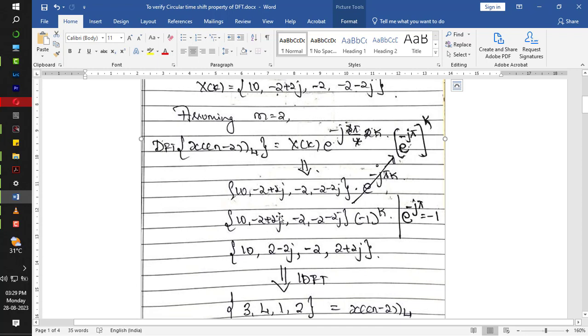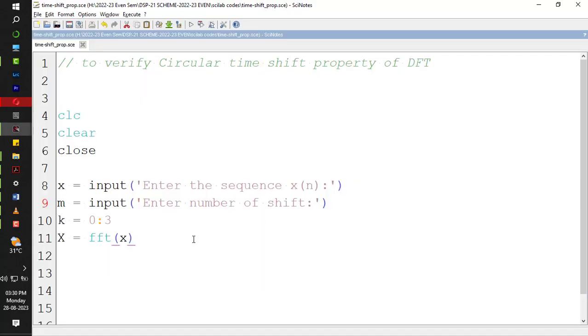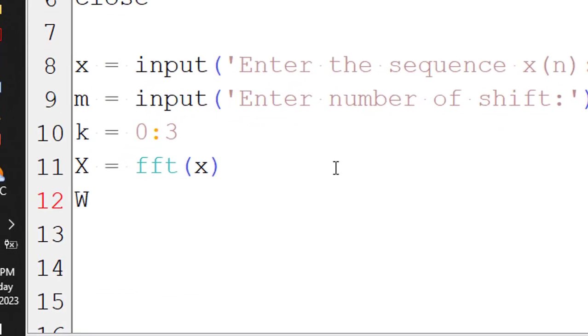Now what we shall do is we'll do it in the frequency domain, and then we'll take its IDFT so that we get back this. So what I need to do is multiply X of k with e power minus j 2 pi by 4 into 2k. Let us define this part of the equation first. I'll put it in W. So W is equal to e power minus 1i into 2 into pi by n.